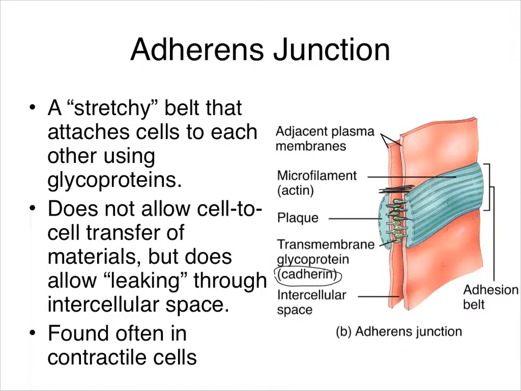These are inherently stretchy. They allow one cell to tug against another and to stretch and deform without ripping each other apart. In tight junctions, if one cell was to stretch or contract, it would probably rip the neighboring cell to pieces when it did so. But these have some give in them. And so you are particularly likely to find them in cells that are supposed to contract or stretch. So, in particular, in muscle cells and other contractile cells.